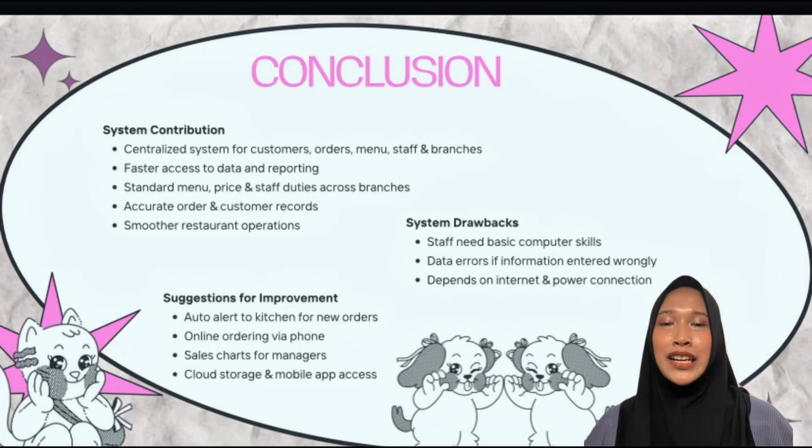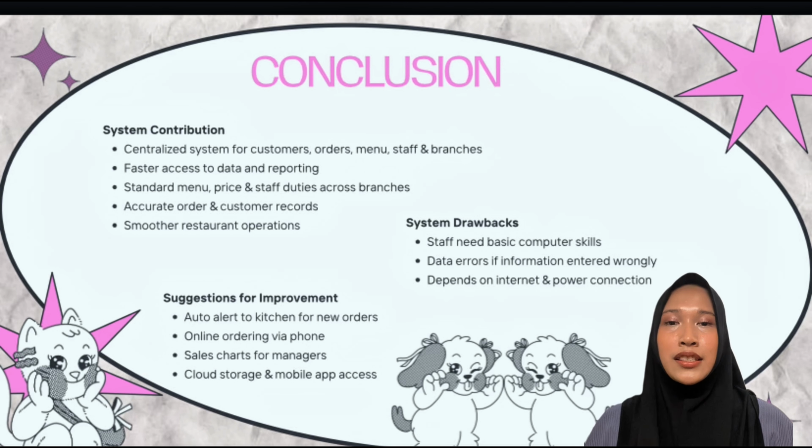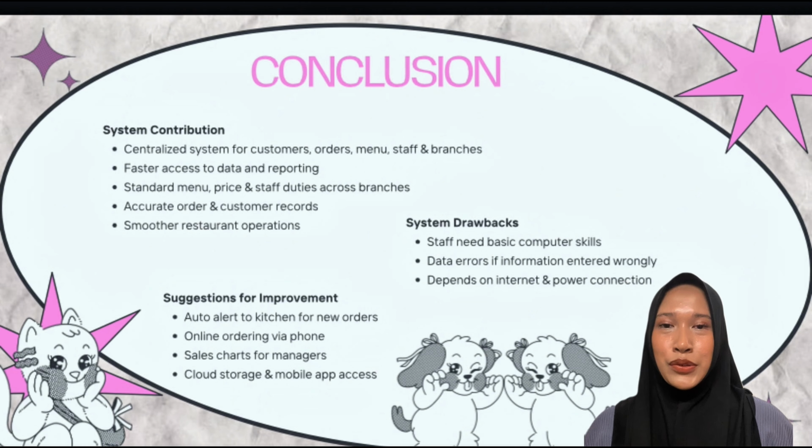The system helps the restaurant by storing all important information such as customers, orders, menu, staff and branches in one place. Managers and staff can easily check sales, find data quickly and make better decisions. It also ensures that menu items, prices and staff duties are consistent across all branches, which will improve customer satisfaction.